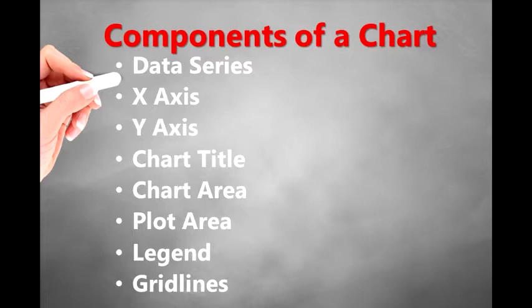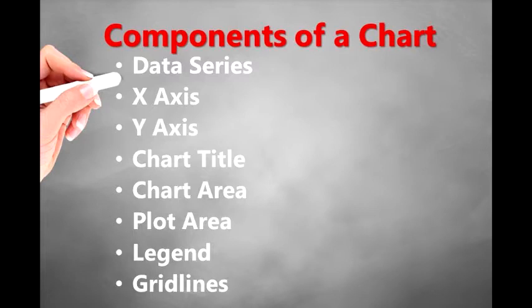Next one is plot area. It is the rectangular area bounded by two axes where the chart is plotted. The x-axis and y-axis define the two sides of the rectangular plot area. Legend identifies each data series, and a unique color or pattern is assigned to each data series to make it easier to distinguish between them visually.